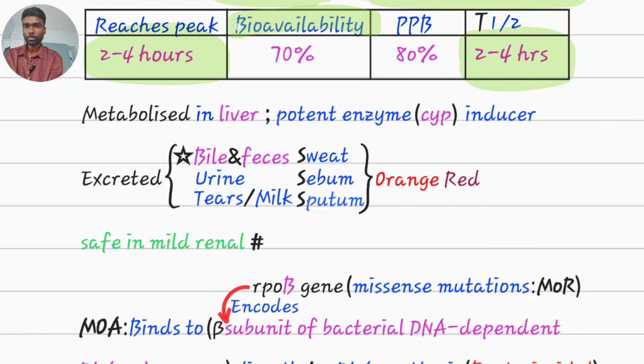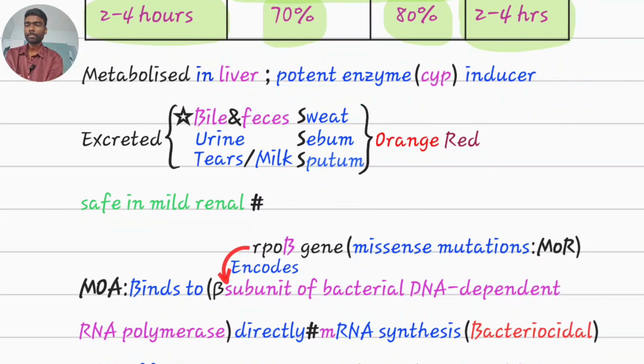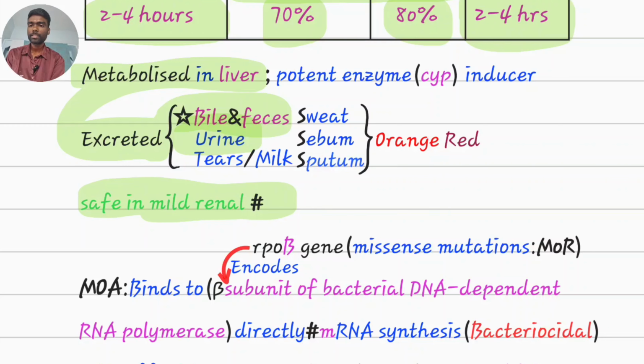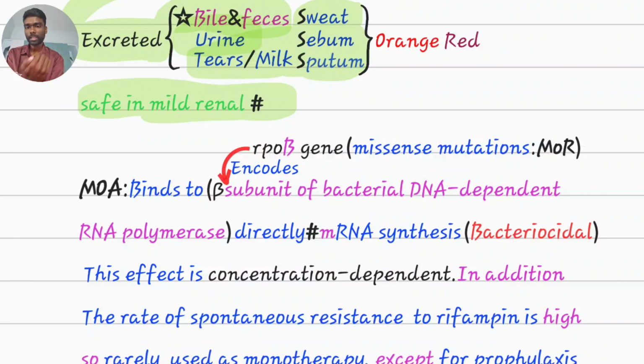Both bioavailability and plasma protein bound percentages are almost the same, 70% to 80% respectively. It is metabolized in the liver and excreted mainly via the liver only, into bile and then ultimately through feces. As it is eliminated very little in urine, in mild renal disease patients there is no need to adjust the dosages, it is safe. Whereas in liver abnormalities, we have to adjust the dosages and be cautious. It gives orange-red discoloration to all the body secretions, feces and urine also.